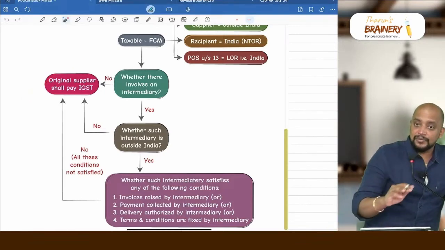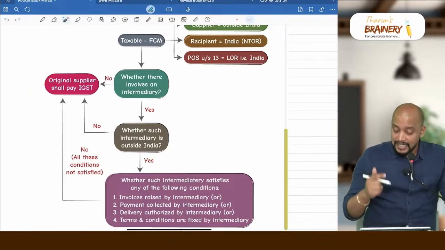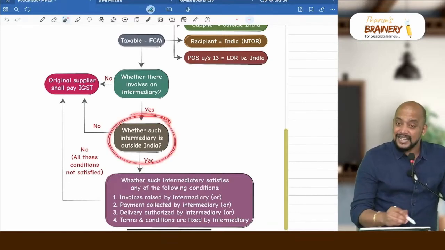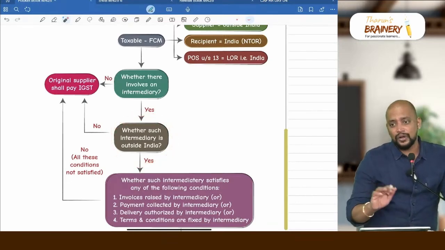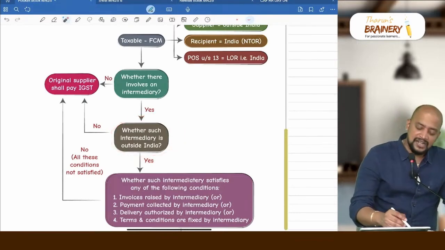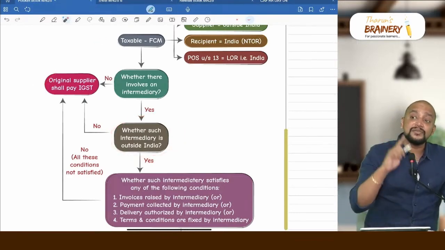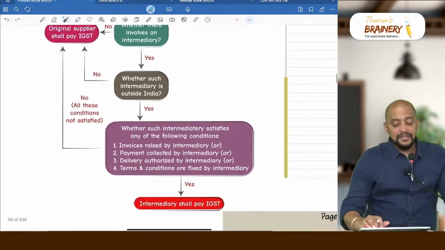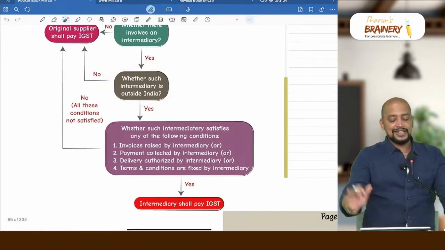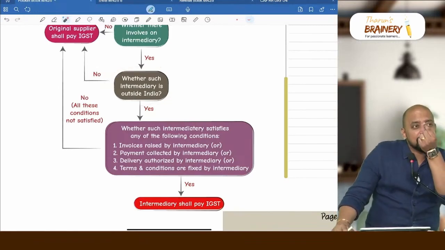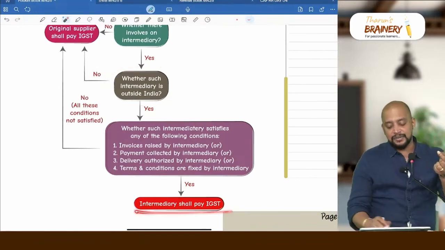Yes, there is an intermediary. Whether that intermediary is in India or outside India? If in India, then who will pay? Supplier only will pay. When will the intermediary pay? If the intermediary is located outside India. Whether the intermediary is outside India? Yes. Then whether the intermediary satisfies any one condition? Yes, the intermediary will pay GST.